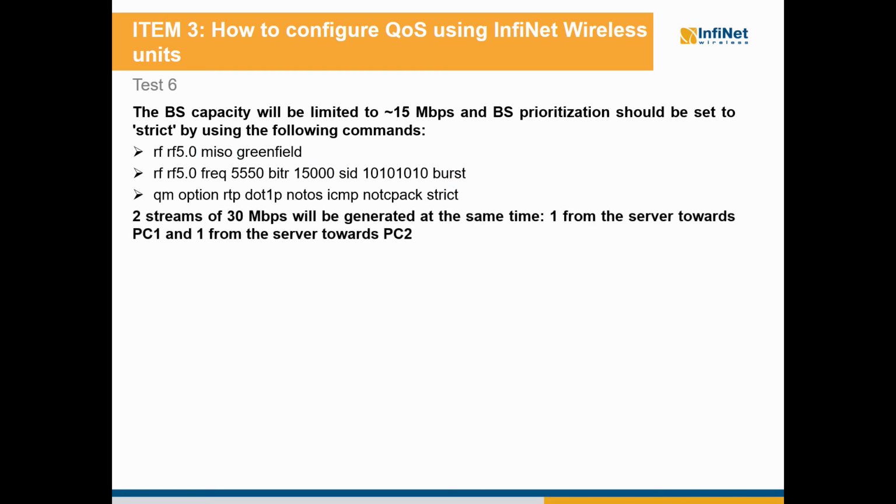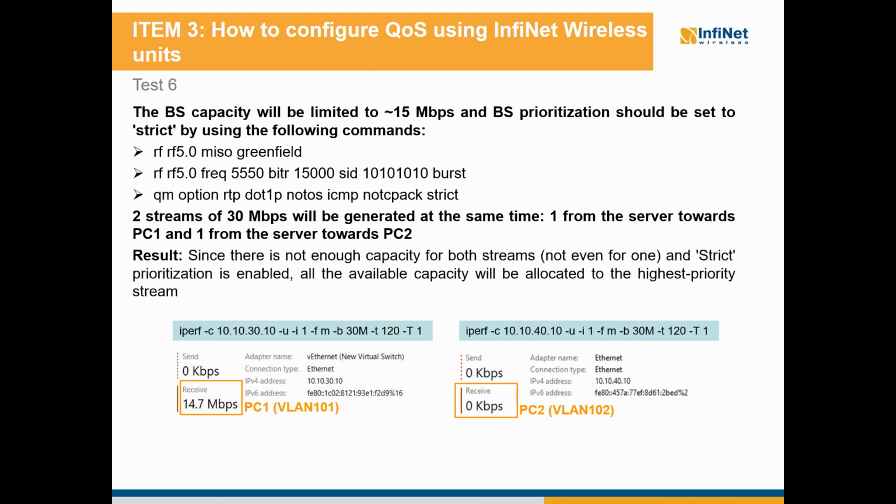Then I have generated two simultaneous streams of 30 megabits per second from the server to PC1 and PC2. And the result is that since there is not enough capacity for both streams, not even for one, and the strict prioritization is enabled, all the available capacity will be allocated to the highest priority stream, namely the VLAN 101 traffic.